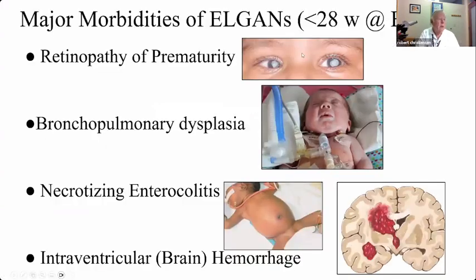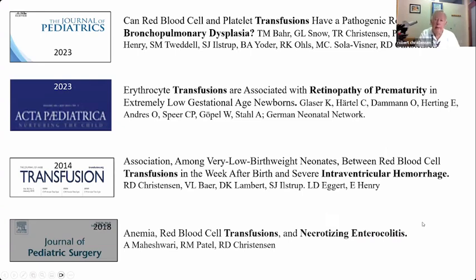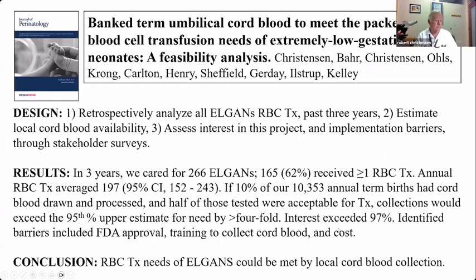Well, we're concerned about ROP, but we're also concerned in our extremely low birth weight babies about the high incidence of severe BPD, necrotizing enterocolitis, brain hemorrhages, neurological issues, a lot of things other than ROP. In fact, here are some papers from our group and others showing an association between platelet transfusions, red cell transfusions, and the incidence of BPD, between transfusions and ROP, between transfusions and IVH, and between transfusions and NEC.